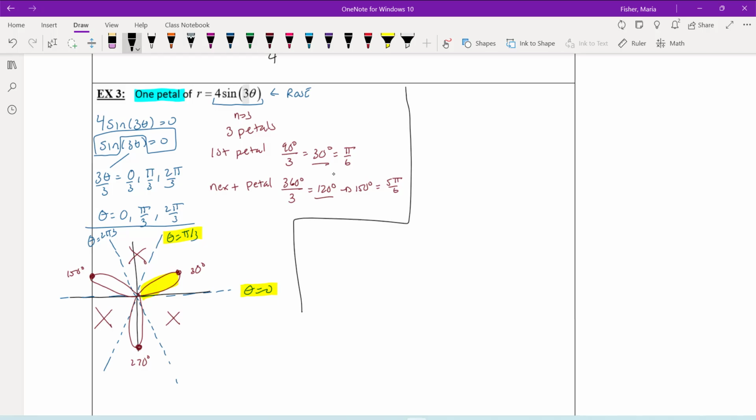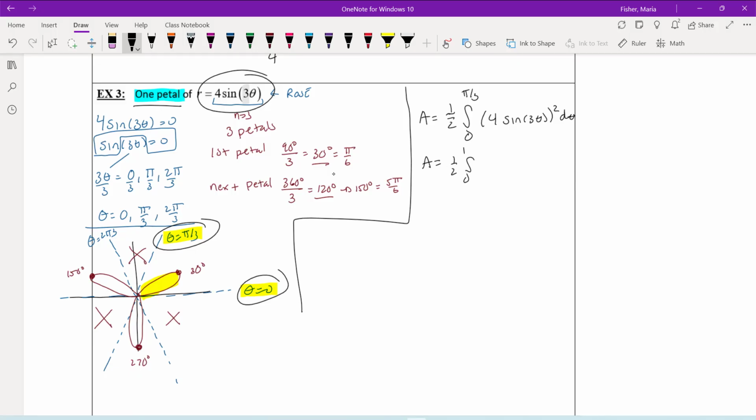Therefore, we know here that our area is going to equal 1/2 times the integral from 0 to pi over 3 of r, which is 4 sine of 3 theta squared d theta. And again, it's from 0 to pi over 3 because I want 1 petal, and those tangents at the pole are going to tell us where our petals are trapped between. Now if I square that, I end up with 16 sine squared of 3 theta. I can pull that 16 out because it's a constant multiplier.